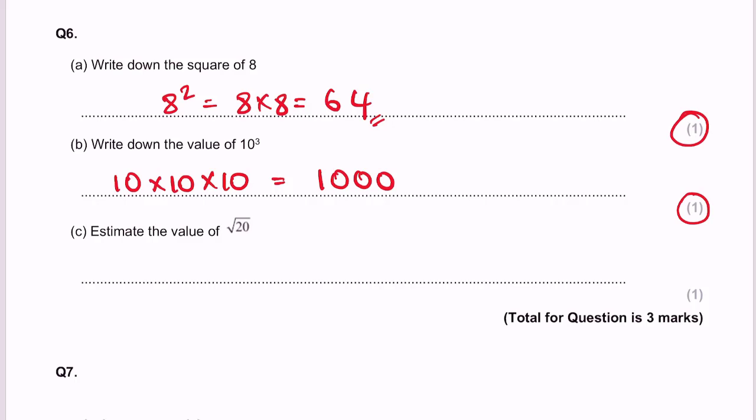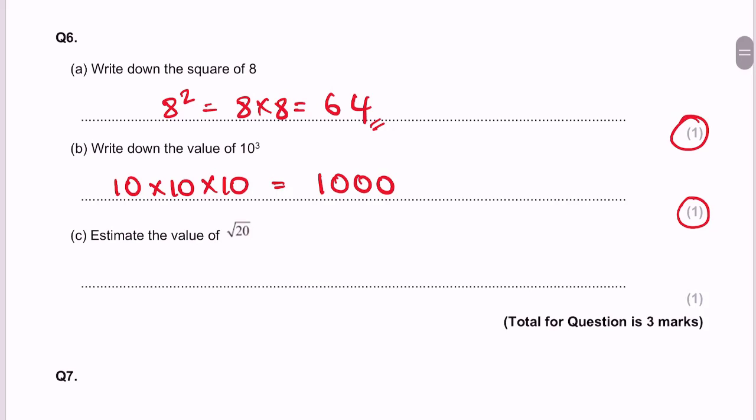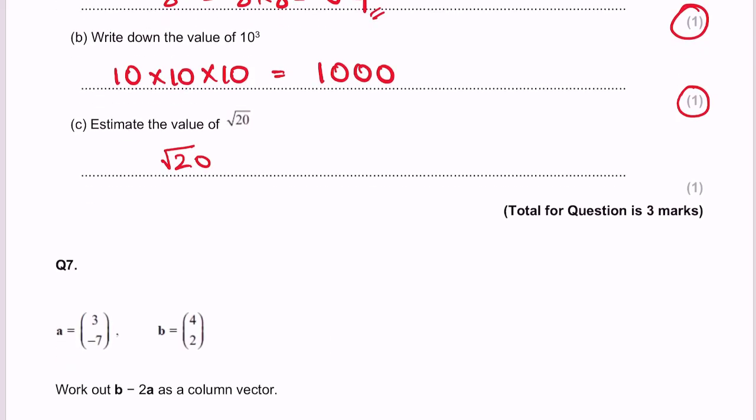Estimate the value of the square root of 20. Now when you're estimating the square root of a non-square number, before you estimate, have a think about a square number below 20 and a square number above 20. So below 20 is 16, and the square root of 16 we know is 4. And then above 20 is 25. 25 is a square number, and its square root is 5. So we know that our answer lies between 4 and 5.